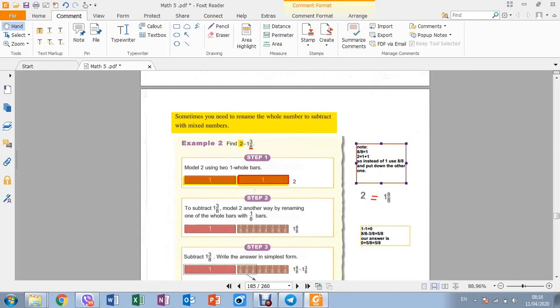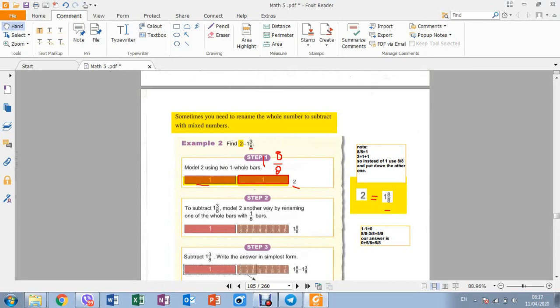Okay, I replace this one by 8 over 8. Instead of this one I write 8 over 8. Now I get what? I get 1. Look, I have 1, and instead of this one, 8 over 8. So it means 2 equals 1 and 8 over 8. Okay, now we made a mixed number.